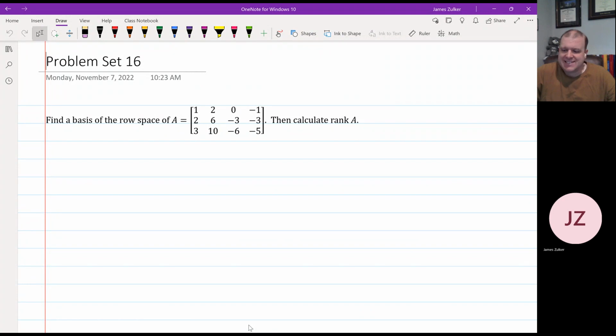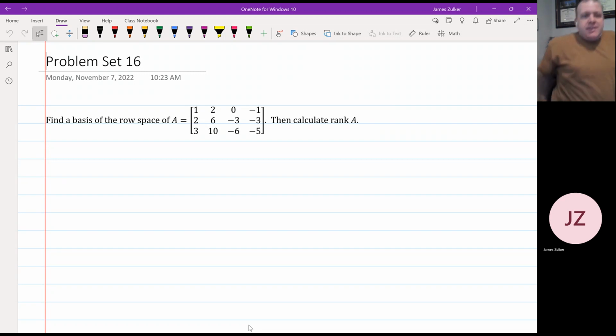Hello and welcome to the 16th clinic in linear algebra. Today we're going to be looking at row space, column space, null space, and then the rank of a matrix, as well as the nullity of a matrix.